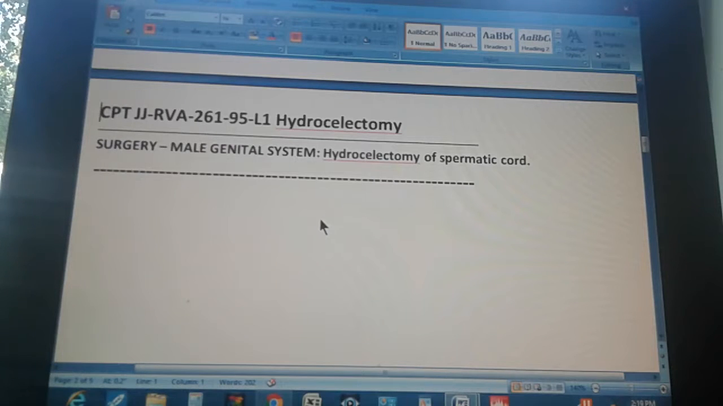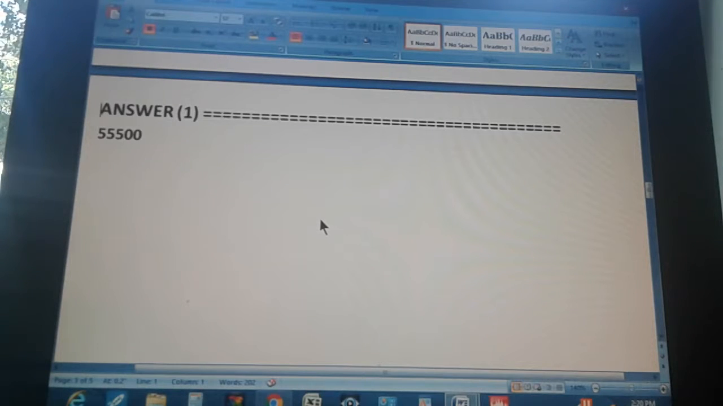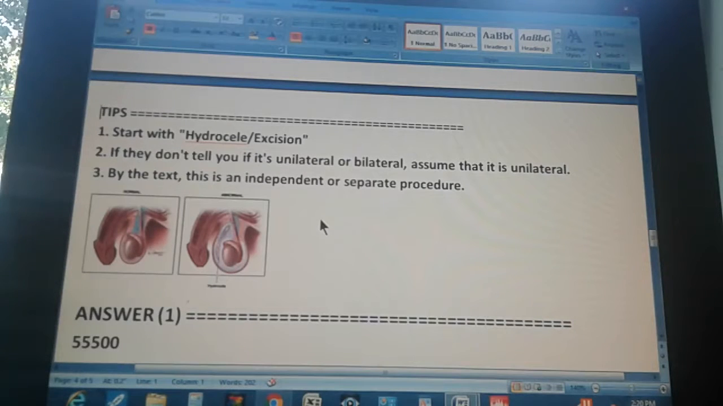Now we're going to count to 3, so you can pause the video and give us the CPT code for this procedure. 1, 2, 3. Okay, the answer is 55500. Did you get that? If you got it, congratulations. If you didn't get it, let's give you a tip. The first step is start with hydrocele excision. You start with hydrocele and then excision, right?